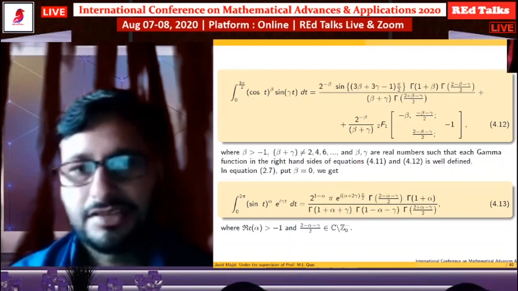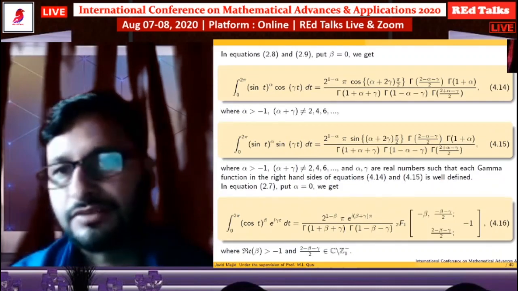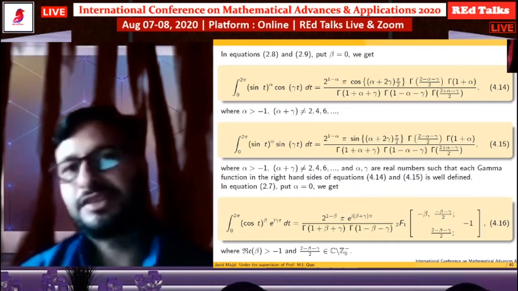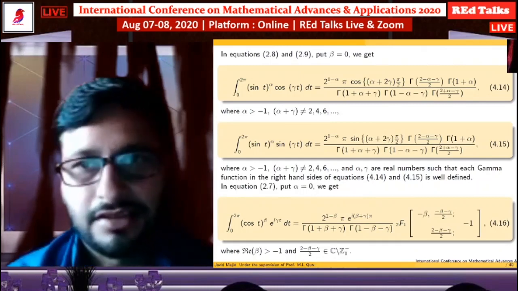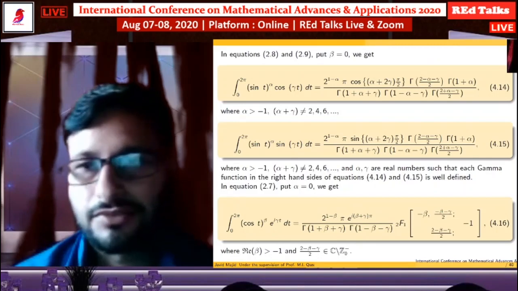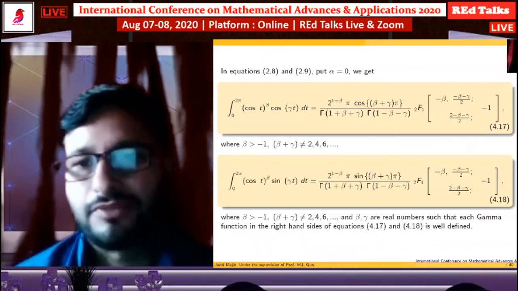And if we put beta equal to 0 in equation 2.7, we will get another integral, 4.13. In equations 2.8 and 2.9, if we put beta equal to 0, we get the integrals 4.14 and 4.15. And if we put alpha equal to 0 in 2.7, we will get the integral given by 4.16.